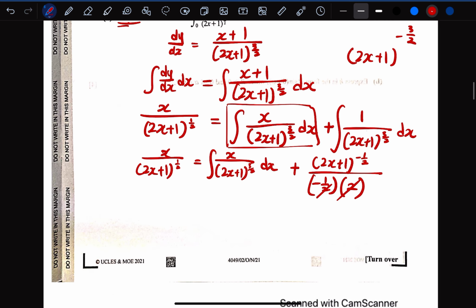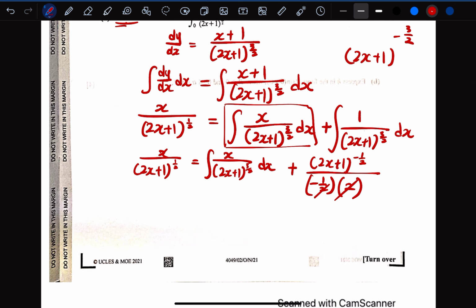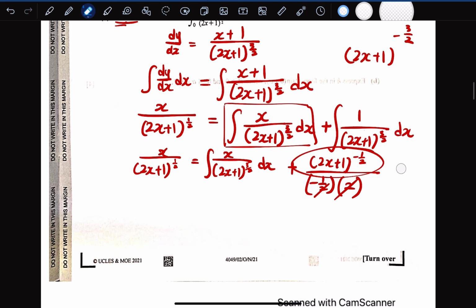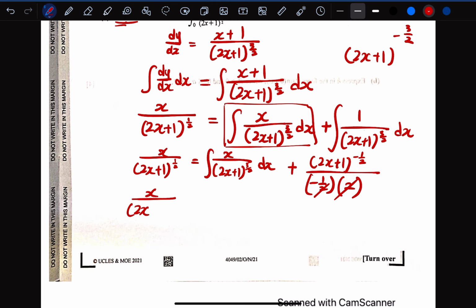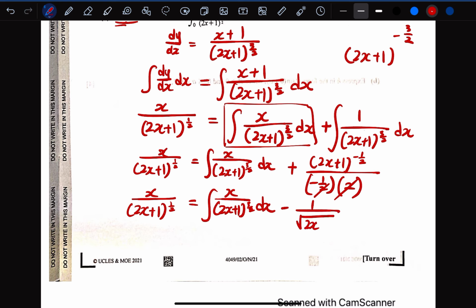So this thing can be simplified into just negative of my numerator. Okay, so I'm just simplifying it. On my left hand side, it remains the same. Right? Integral of x over (2x + 1) to the power of 3 over 2 dx. And on my right hand side here, this just becomes negative because of the negative below. And this becomes 1 over square root of 2x + 1.